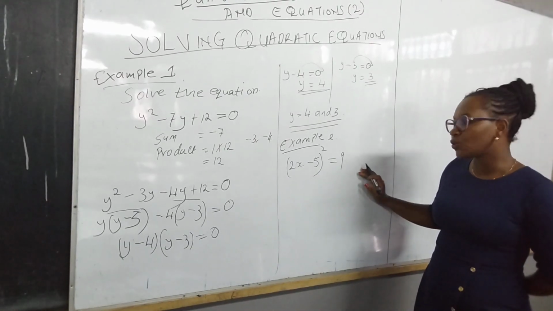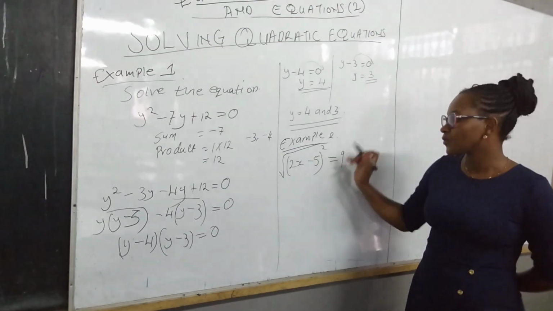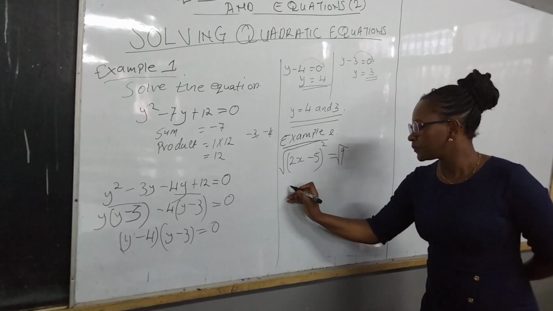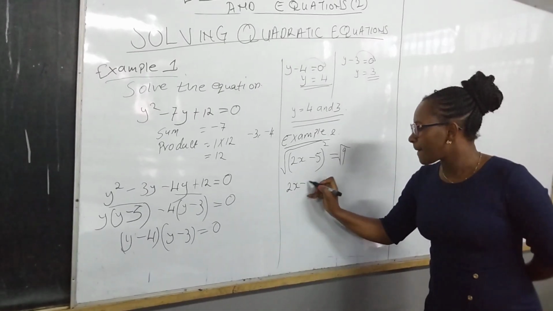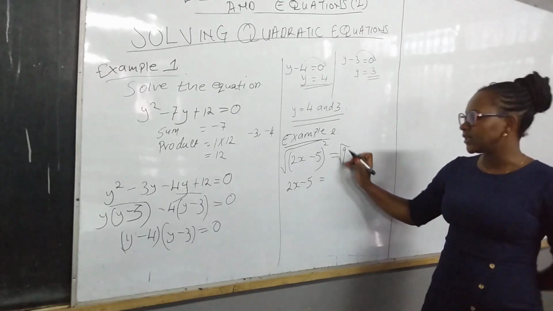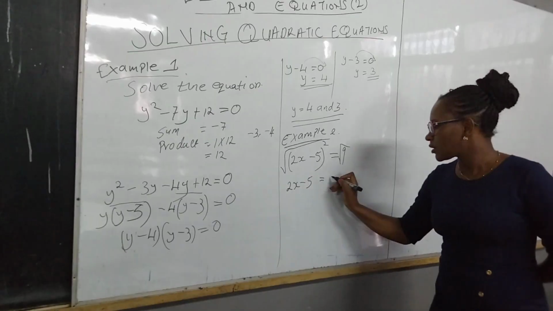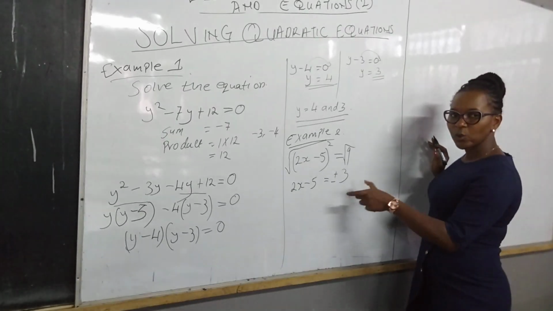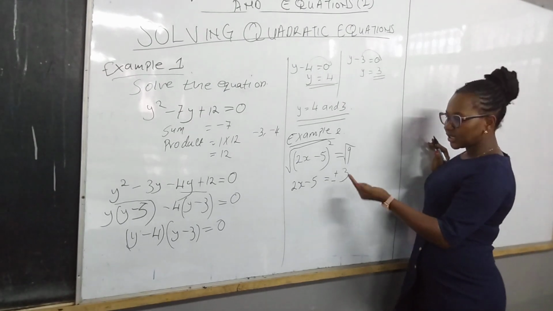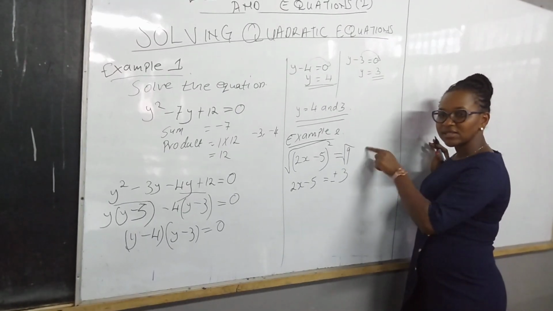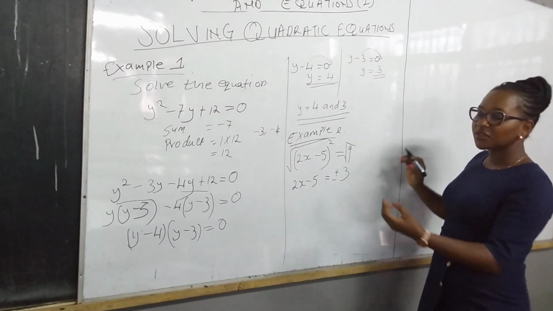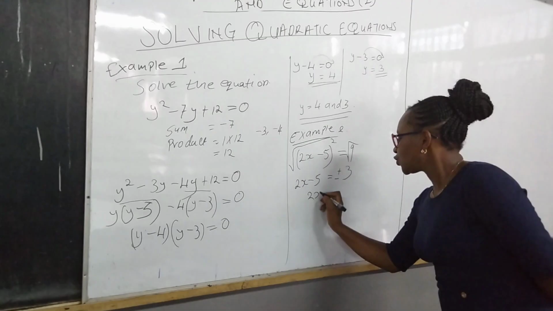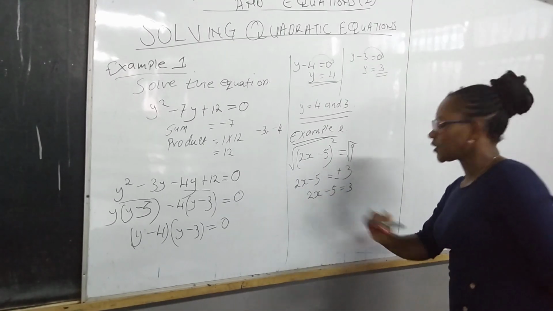So in this kind of example, what we do is find the square root of both sides. The square root of 2x minus 5 squared will be 2x minus 5. On the other hand, the square root of 9 is positive or negative 3. When we take negative 3 squared, the answer is 9, and when we take positive 3 squared, the answer is still 9. But now we have to solve it independently. We take the first one as 2x minus 5 is equal to 3.